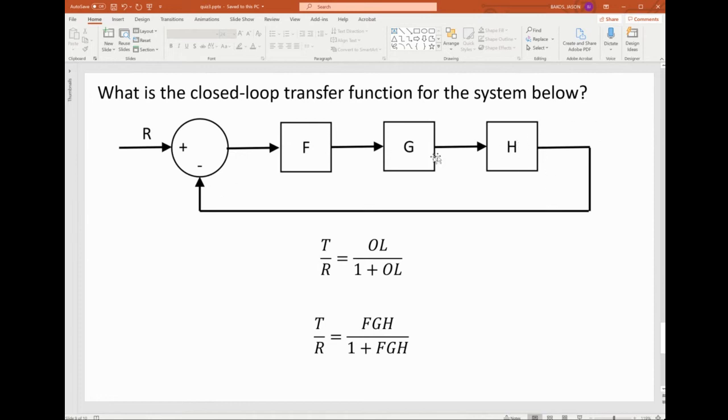But this is, again, a shorthand. This is pretty common to see it done like this. So the answer is just FGH, which is the open loop transfer function, divided by 1 plus FGH. So that gives you the closed loop. Now, this open loop function might actually be a nested closed loop system in and of itself.